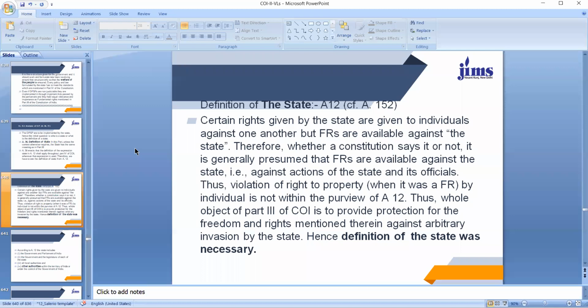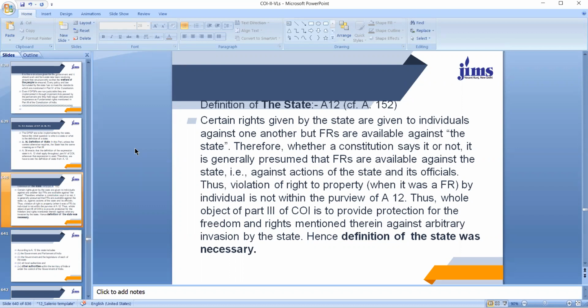Now coming back to the definition of the state in Article 12, its relevance is that certain rights given by the state are given to individuals against one another, but fundamental rights are available against the state. Therefore, whether a constitution says it or not, it is generally presumed that fundamental rights are available against the state only, that is, against the actions of the state and its officials, and thus the violation of the right to property.